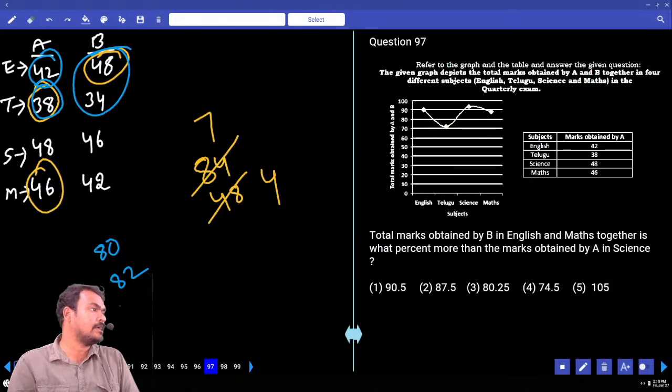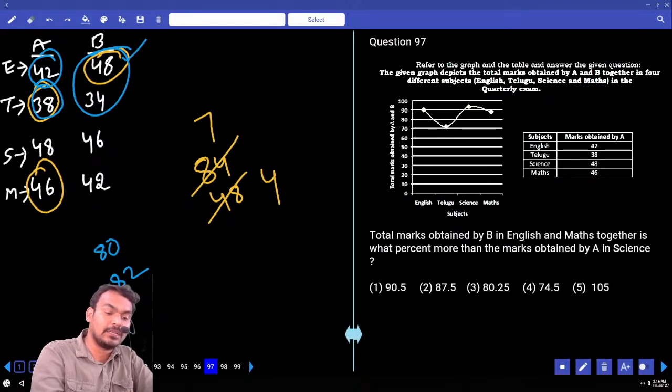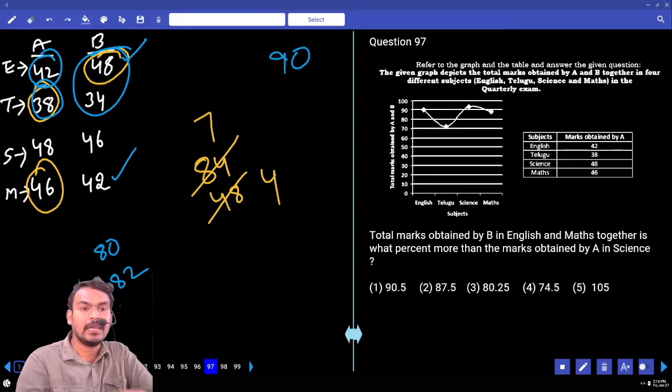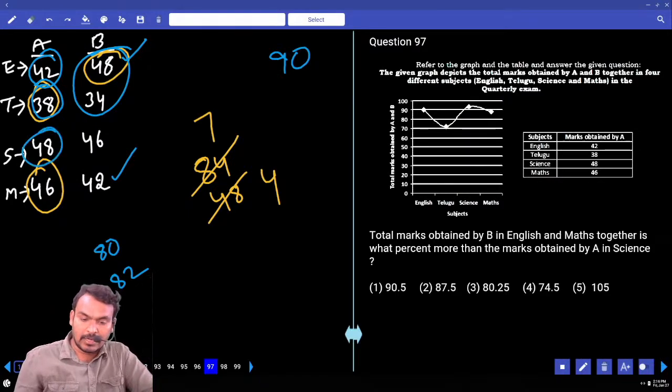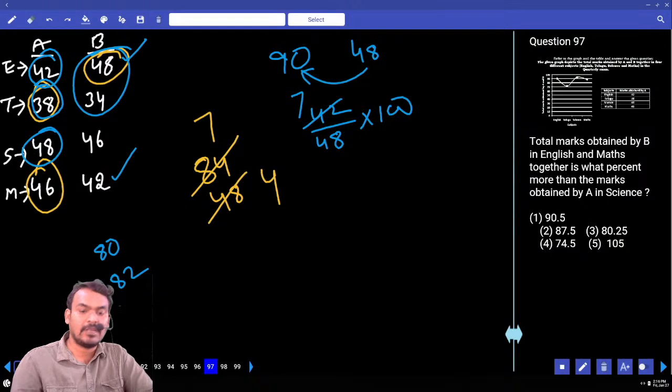Next question number 97. Total marks obtained by B in English and Maths together is what percent more than the marks obtained by A in Science? B in English, what are the B marks in English? 48. Maths 42. 48 plus 42, 90. It is compared to which one? A in Science. What are the A marks in Science? 48. 90 compared to 48, how many marks are more? 42 more. 42 upon which one? 48 into 100. 6 how many times? 7. 6 how many times? 8 times. 7 by 8 means 87.5.